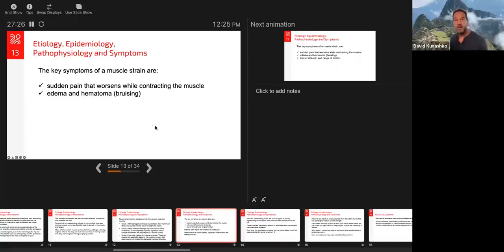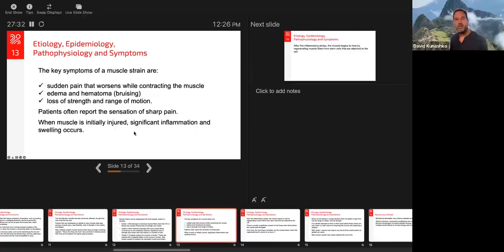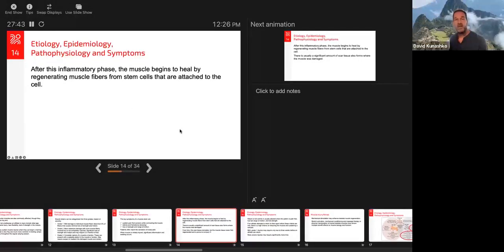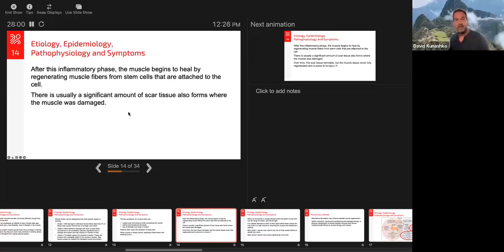Obviously, there's going to be edema, usually bruising, loss of strength and range of motion. And as I mentioned, usually the patient feels sharp pain when the muscle is initially injured, and there are usually the cardinal signs of inflammation. After this inflammatory phase, the muscle starts to try to heal from those myosatellite cells. I said stem cells, but to be honest, they're not really stem cells because they're a specialized muscle cell. It's just like a baby muscle cell, you might say, but it's not a stem cell that can turn into anything. There's usually a significant amount of scar tissue that forms where the muscle was damaged.